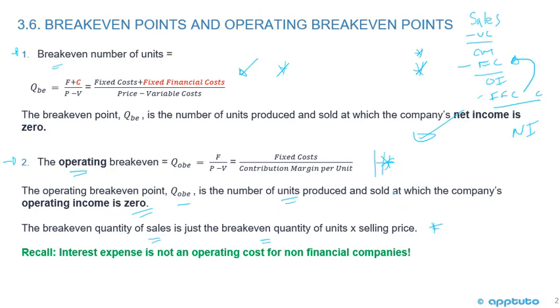Okay, so very important LOS to understand when it says the operating break-even. I put that in bold. That's what most students are most familiar with, fixed cost divided by contribution margin per unit. You need the word operating in there. If it says break-even, you got to add your fixed financing costs to the numerator.